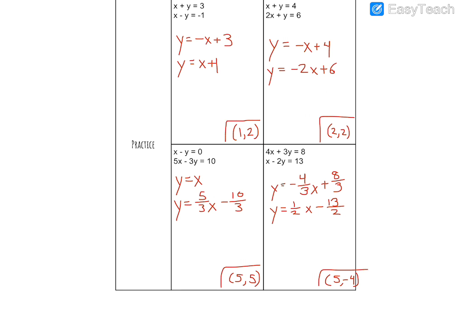If you need to find a way to do it online, just look up solving systems of equations using graphs, and you will find some resources online that you can use there.